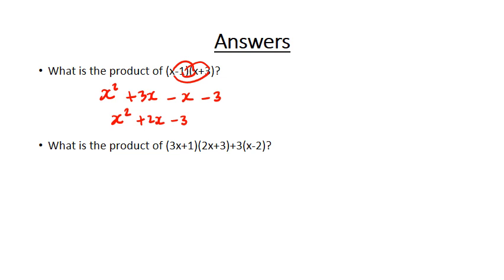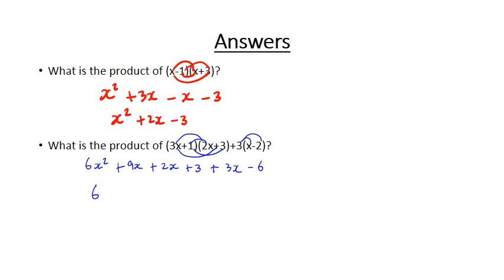And let's use a different color for the second question. Remember here, we need to multiply the 3x by the 2x, so that gives us 6x squared. We then multiply the outside terms, so that gives us plus 9x. Multiply the inside terms, which is plus 2x, and multiply the last terms, which is plus 3. We then actually have to use the distributive law here to expand these brackets, so we end up with plus 3x take 6.